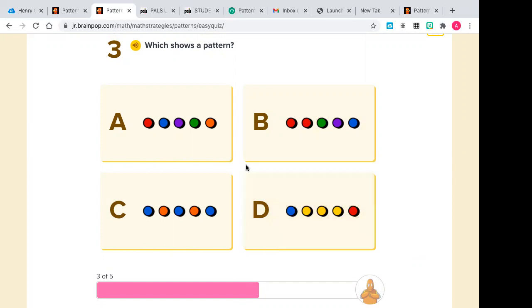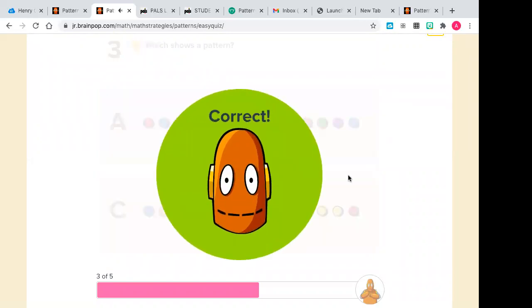All right, raise your hand if you think it's A. Okay, raise your hand if you think it's B. Raise your hand if you think it's C. Oh my goodness, look at all the hands. I think you're right. Let's try it and see. Is D a pattern? No. So let's see if you guys are right. Good job.